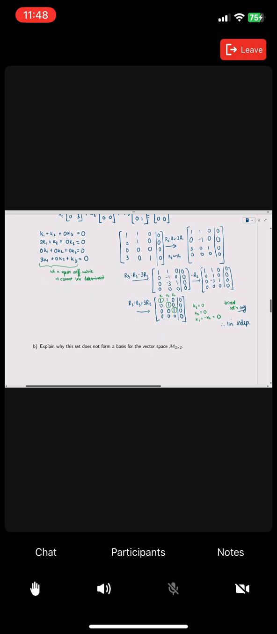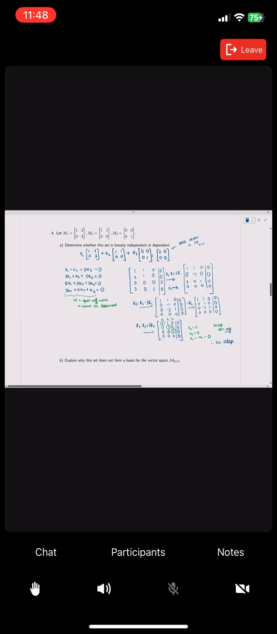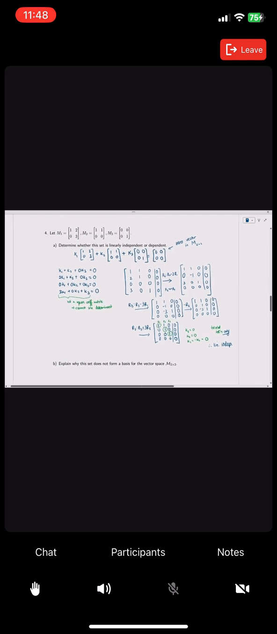So why would this not form a basis? Take a look. It's still referring to the same question. So we have 3 matrices, linearly independent. Why doesn't this form a basis? Remember, for a basis, we have to have 2 conditions satisfied. They have to be linearly independent. And another condition, what is that? They have to span.